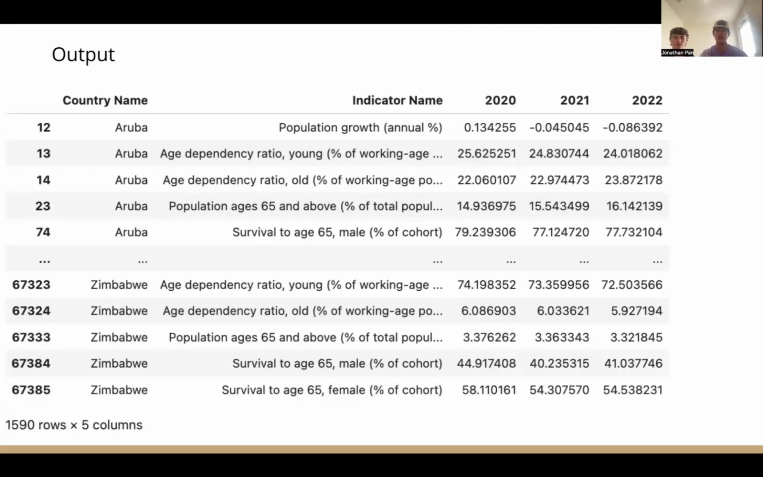And here's our output as we have our country names and the indicators as shown here with our years 2020, 2021, and 2022. And this is just a summary of the first 5 indicators of countries and the last indicators for Zimbabwe. And this is in alphabetical order.